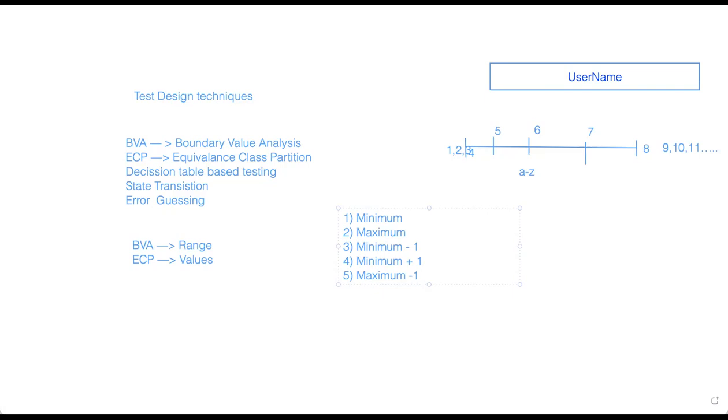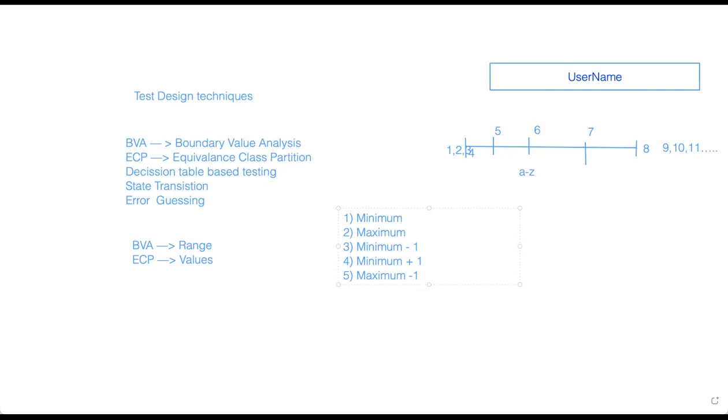So we need to cover only boundaries like minimum plus 1, maximum plus 1, minimum minus 1, maximum minus 1. That's why we have to test. So this is called BVA. Also we can call it a range.